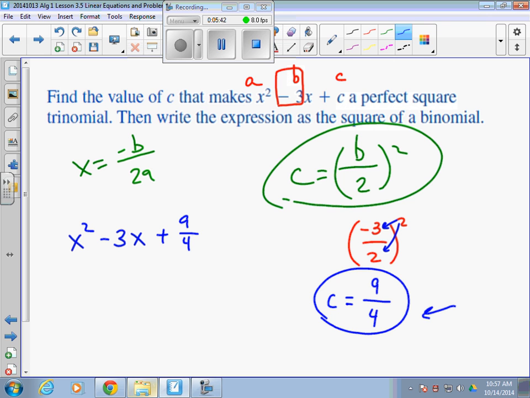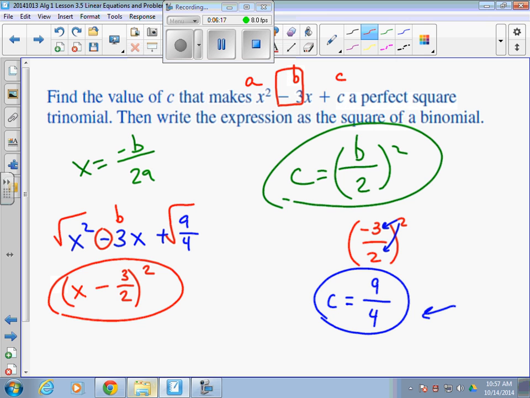The second part says, then write it as the square of a binomial. That's very simple. Take the square root of a. It's x squared, so that means it's going to be x. Take the square root of c. The square root of 9 is 3, and the square root of 4 is 2. So notice it goes right back to being 3/2. And then the sign in front of b is the one that goes in between them, minus. So x minus 3/2, squared. That's it as a binomial square.